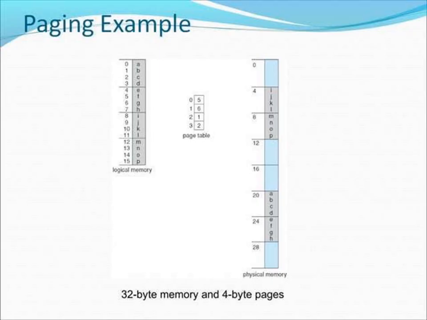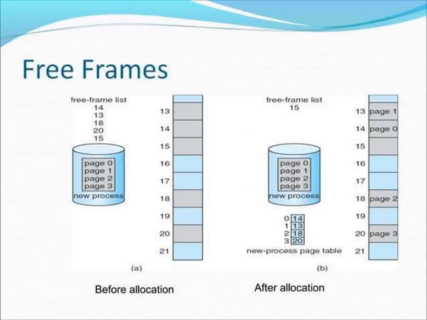Here it has been divided into 4 byte pages, and then it has been mapped. So before the allocation, you just see here. This is before allocation. And after allocation, you can see here how it has been done. So this is the way you do it.